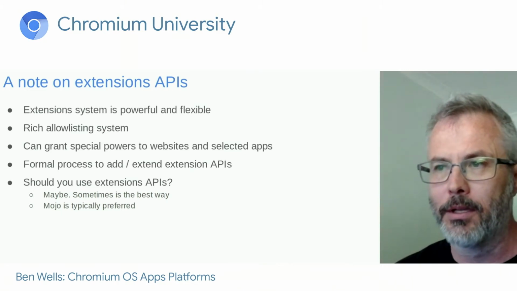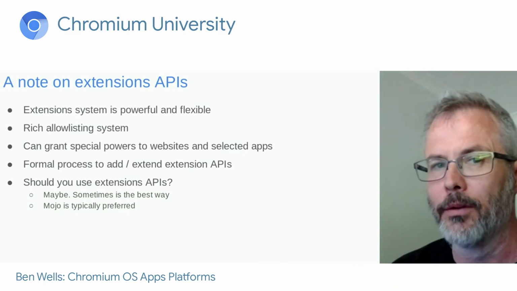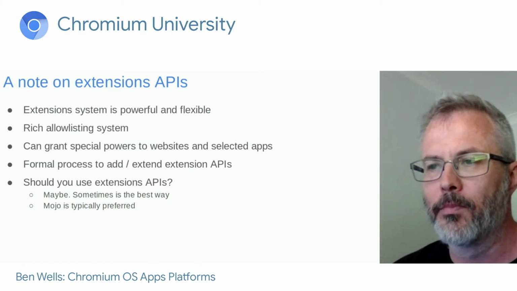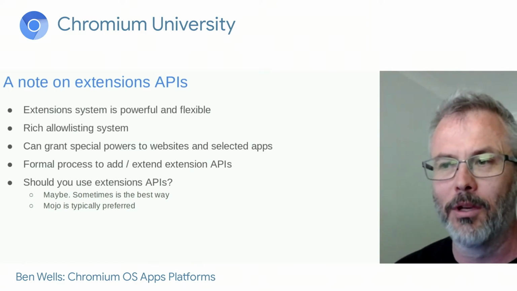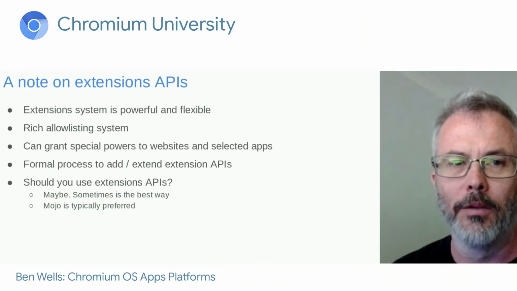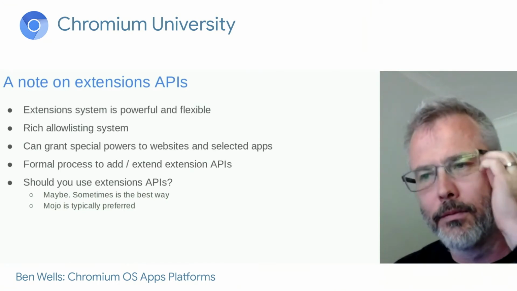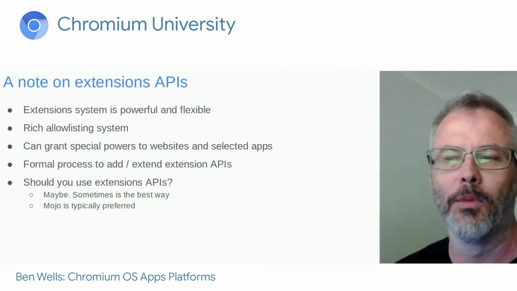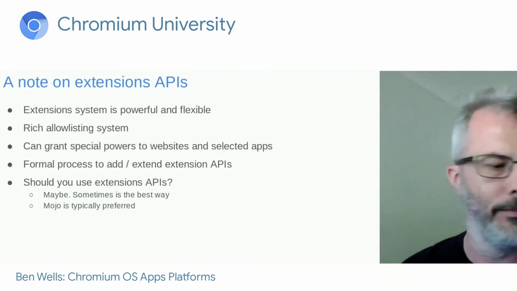So extension APIs are powerful, flexible. You can do a lot with them. Should you use them? I guess the answer is maybe. Sometimes it's the best way. If you are really trying to give special capabilities to particular web things, internal web things, Mojo is probably a better answer for you.